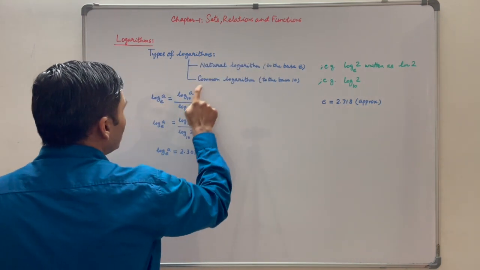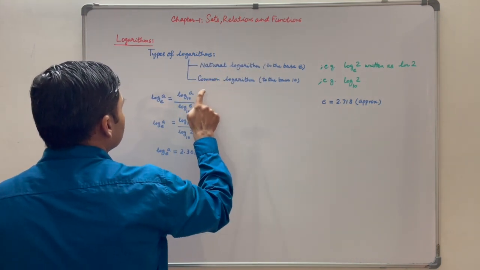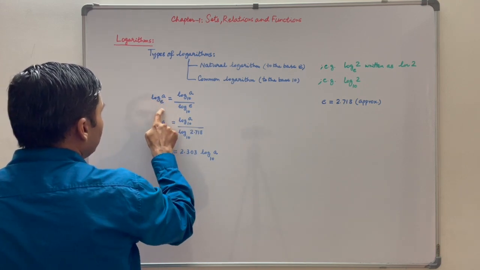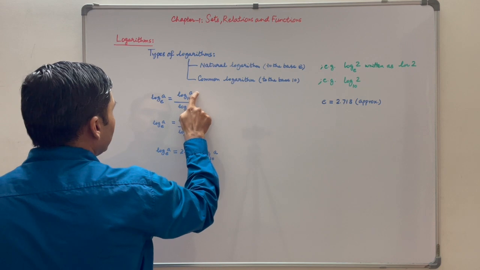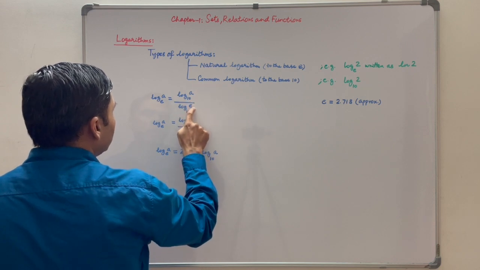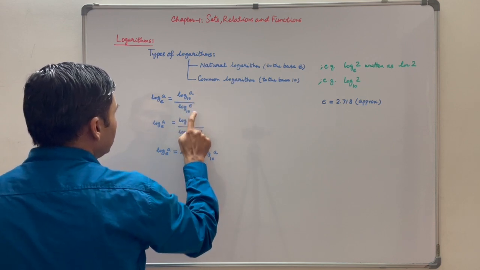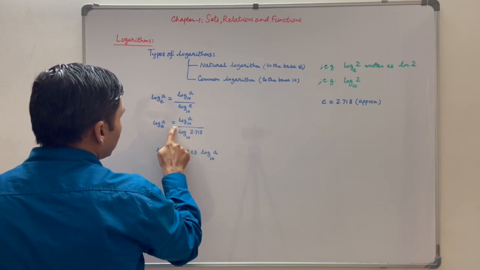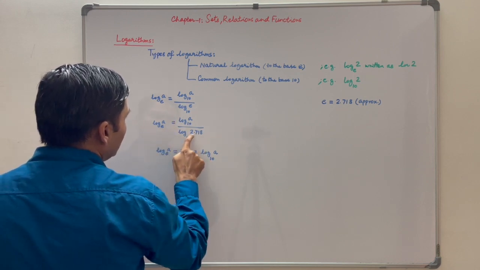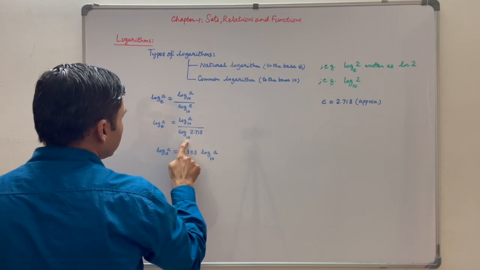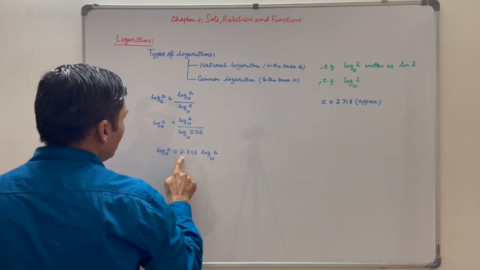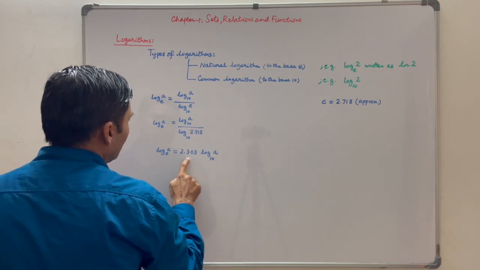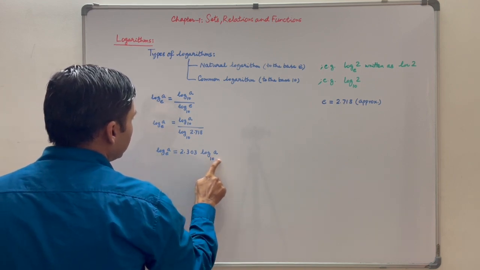Let us see how to interchange these two logarithms. As per the base changing rule, we can write log a base e is equal to log a base 10 upon log e base 10. The value of e is 2.718. So from the log table, we can calculate 1 upon log 2.718 to the base 10, which comes out to be 2.303. So log a base e is equal to 2.303 log a base 10.